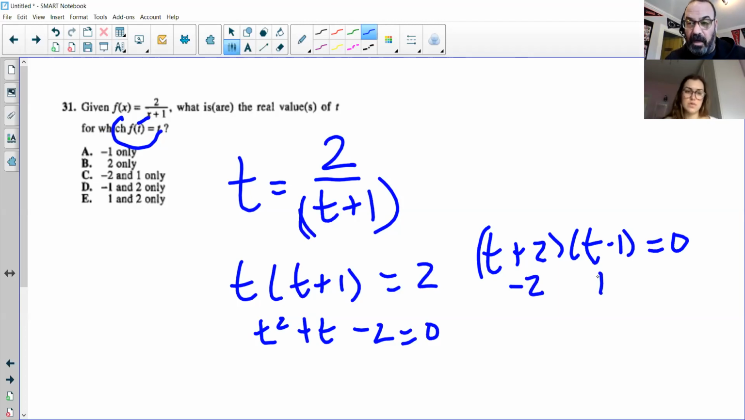So if I substitute 1 in, I get that quantity equal to 0. If I substitute -2, I get that equals 0. So the answer is +1 and -2, and that's answer choice C.